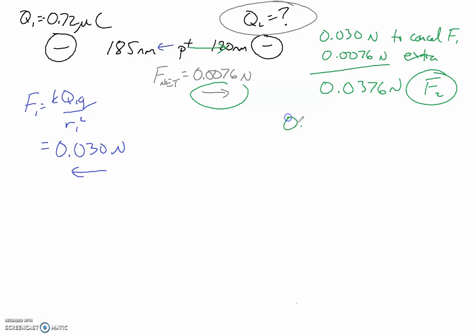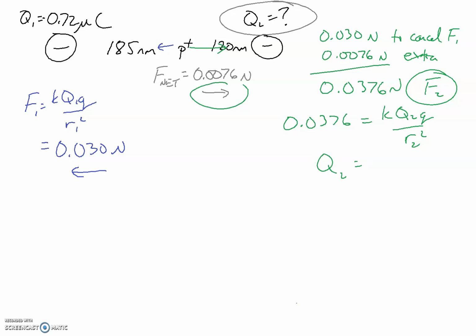So 0.0376 would be force number 2, so that would be equal to KQ2Q over radius 2 squared. The only thing I don't have is Q2, so we can solve for it. So take the 0.0376, multiply it by the 120 nanometer squared, divide by the K, divide by little q for the proton, and you'll have the big charge.